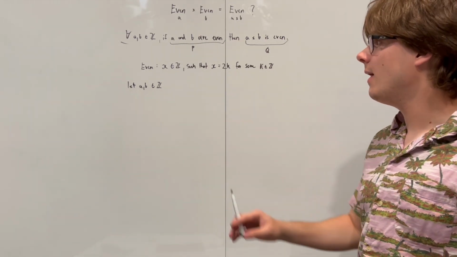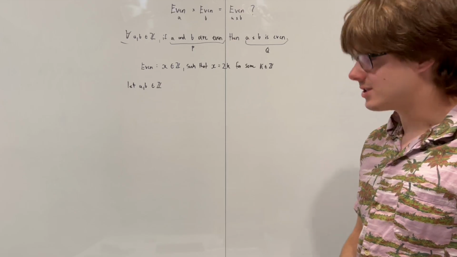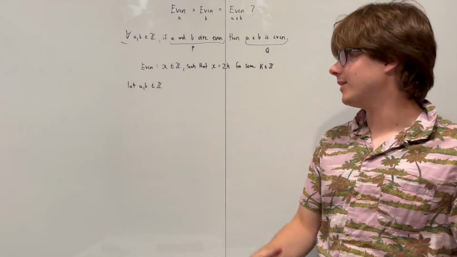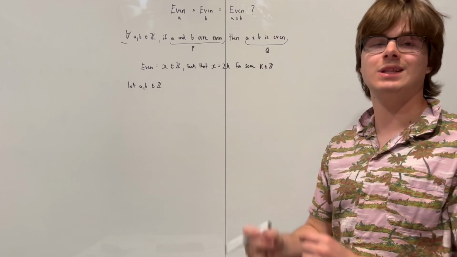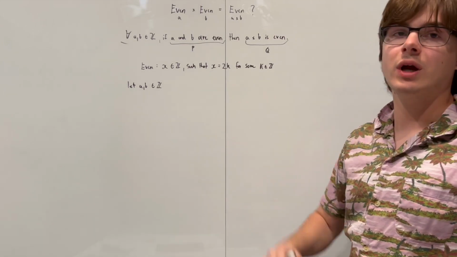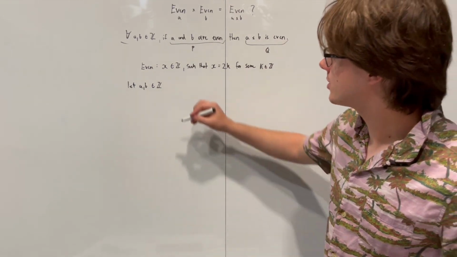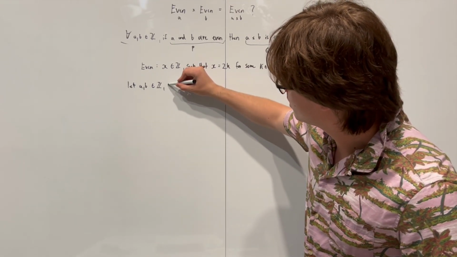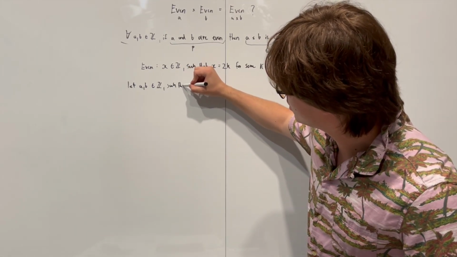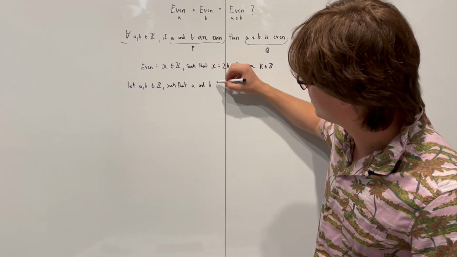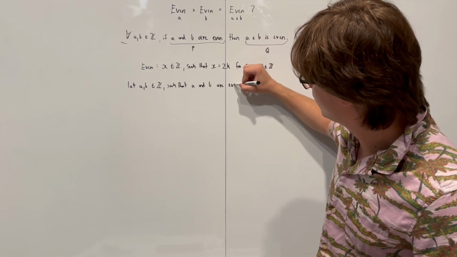You can do that. I prefer using symbols because it's good to get comfortable with them, because then you can read math books and math statements much easier without having to translate them in your brain. It also makes writing a lot quicker and neater. So let a and b be integers such that a and b are even.